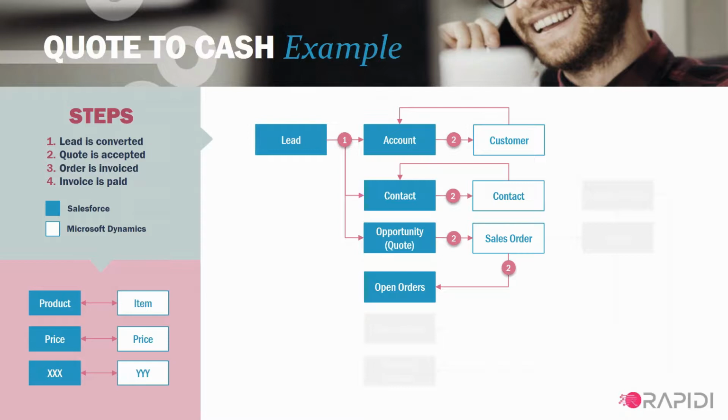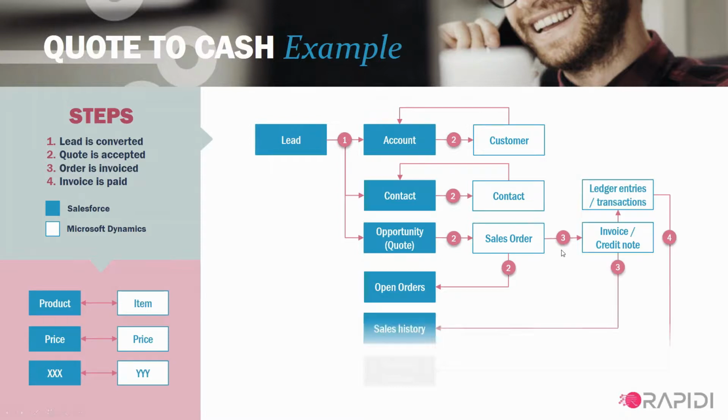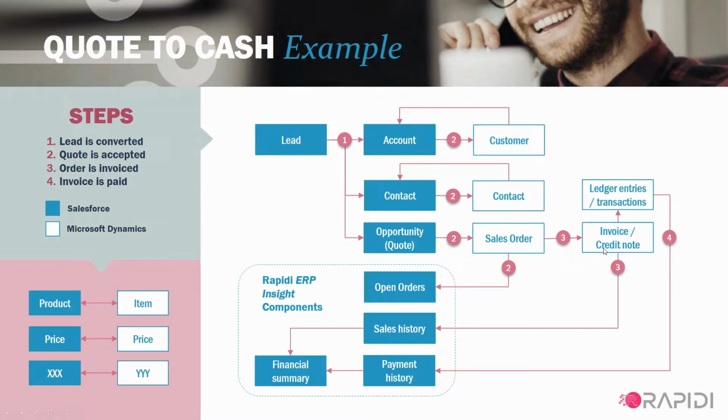When the sales order is fully delivered, you will invoice it, and with the invoice, we will bring over a sales history and remove the open order. So in the sales history, you have the sales header and you have the sales lines with all the same details as you know from the ERP system. So that is also visible directly in Salesforce for the benefit of the salespeople working there.